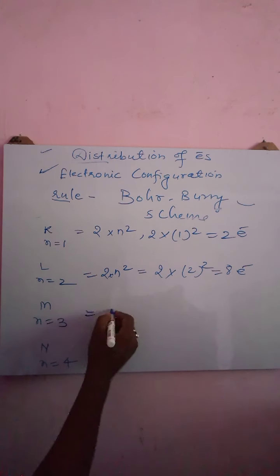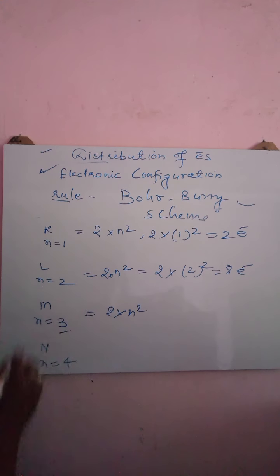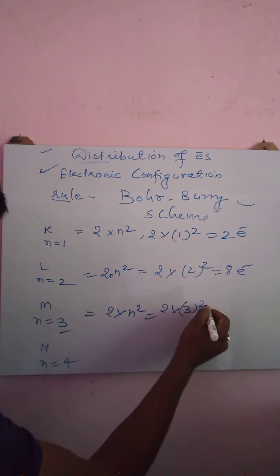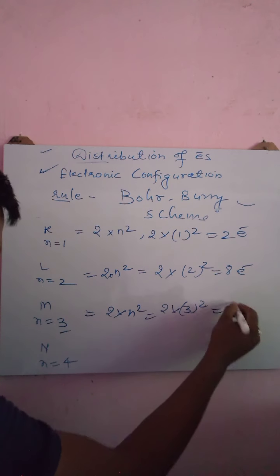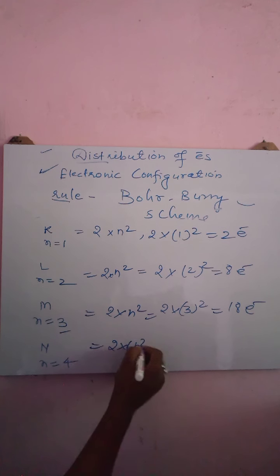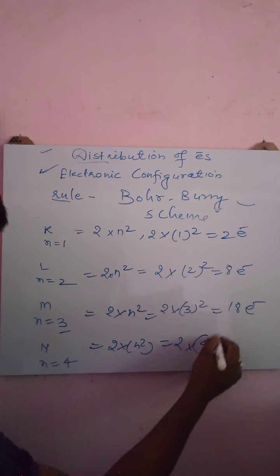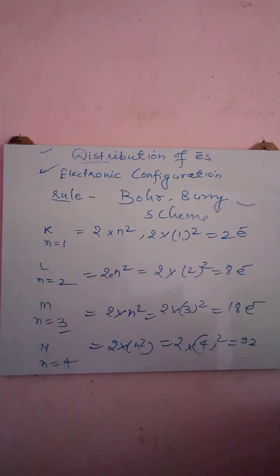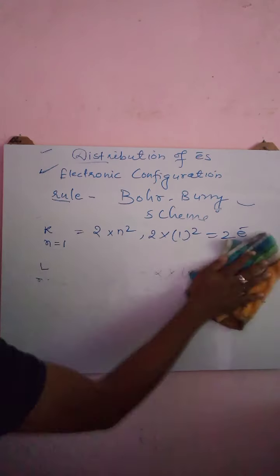Now come to the M shell. So 2 into n square, the value of small n for the M shell is 3. So 2 into 3 square, 3 3s are 9, and 9 into 2 is equal to 18 electrons. Similarly, for the N shell, the value of small n is 4. So 2 into 4 square is equal to how much? 32 electrons. I hope you understood the first point of the Bohr-Bury scheme. A shell or orbit can have maximum 2n square of electrons.